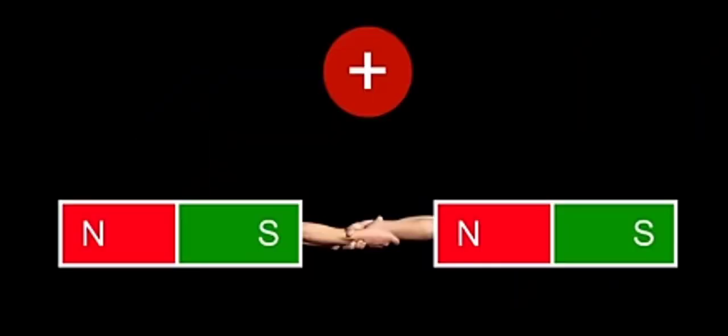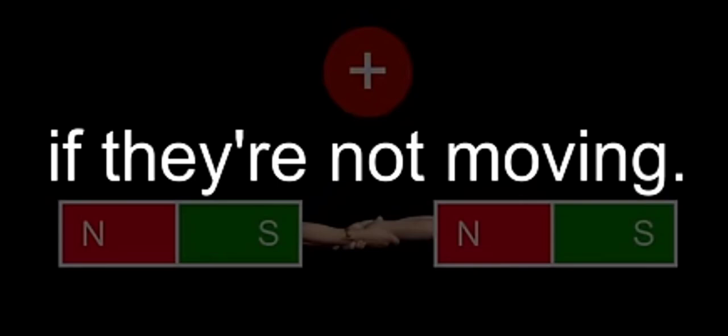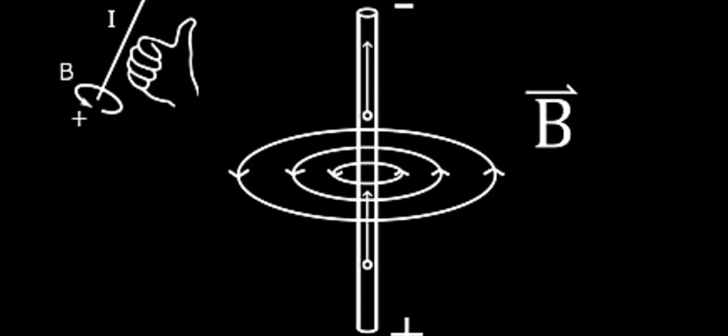You know how electric charges only act on other charges and magnets only affect other magnets? Well, that's only true if they're not moving. The third and fourth Maxwell equations tell us that a moving magnet creates an electric field and a moving charge or electric field creates a magnetic field.